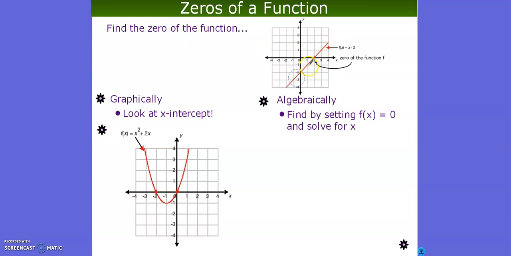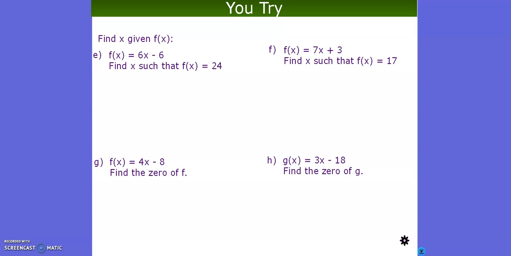So we're going to take a look at what that means in function notation. You might also have something else, like a curve. And again, it's anywhere that it touches the x-axis. Algebraically, how do we figure out an x-intercept? We always make the y value 0. So we're going to take a look at that too.